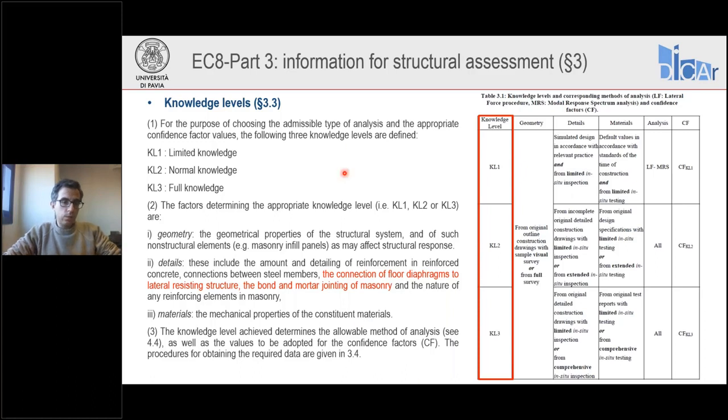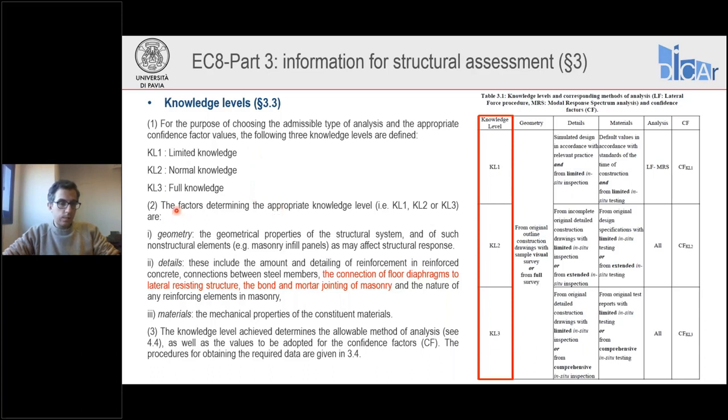Eurocode 8 then introduces the concept of knowledge level. Knowledge level represents simply the amount of information, the amount of knowledge that the engineer gets on the building to be assessed. There are three possible levels of knowledge, ranging from 1 to 3. KL1 is the limited knowledge level, KL2 is the normal knowledge, and KL3 is the full knowledge. So increasing the number means increasing the knowledge on the building.